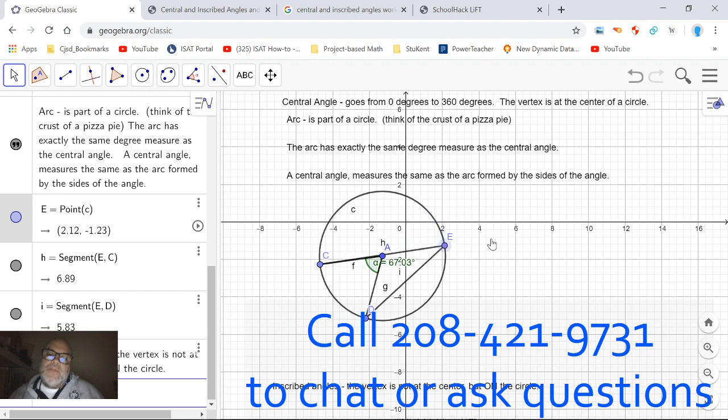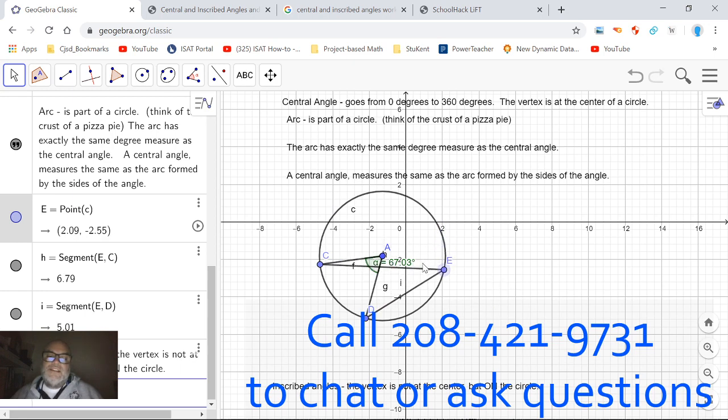And anywhere I put point E, it's still an inscribed angle because point E is the vertex and it is on the circle, right? So now the question becomes, how big is angle CED? How big is this inscribed angle? Okay, how big would it be?